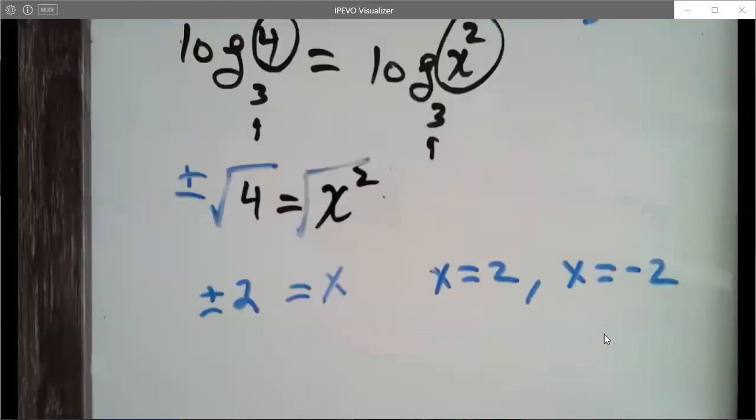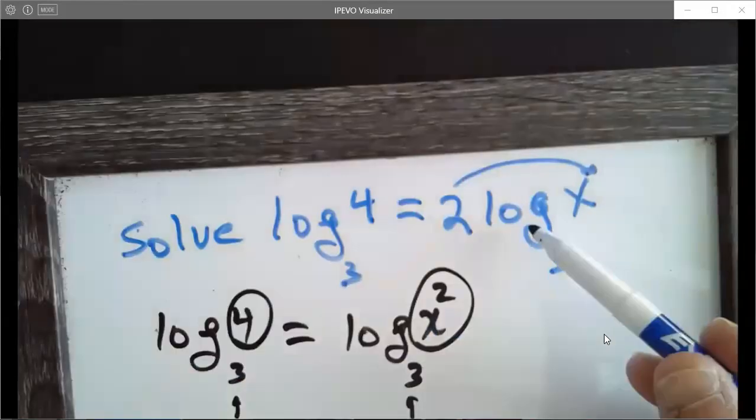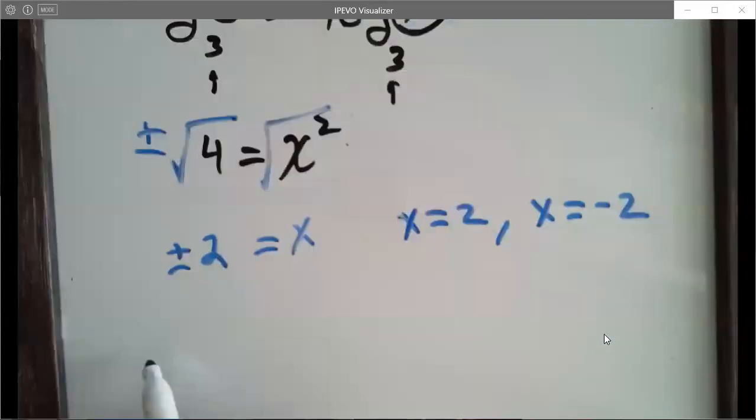But we have to go back and check it. We have to go all the way back to the original equation to check it. With logarithms, you absolutely have to check it, because not every time will all the solutions work out. Sometimes only one solution works out, and sometimes neither solution works out. So you have to check it.